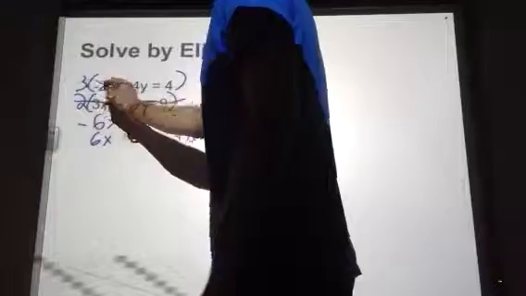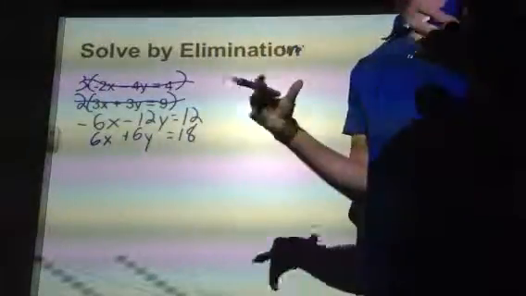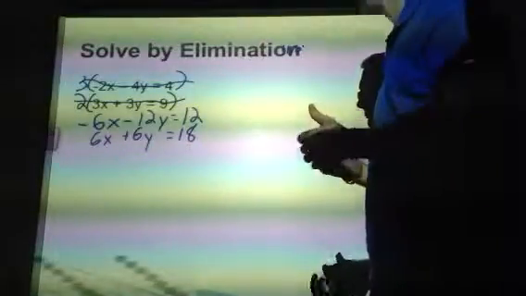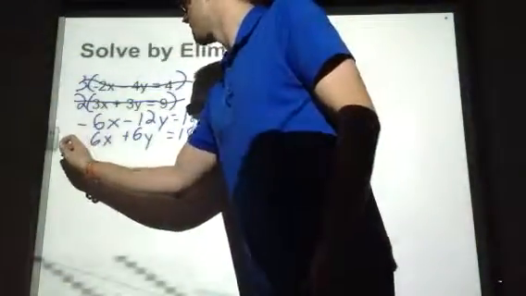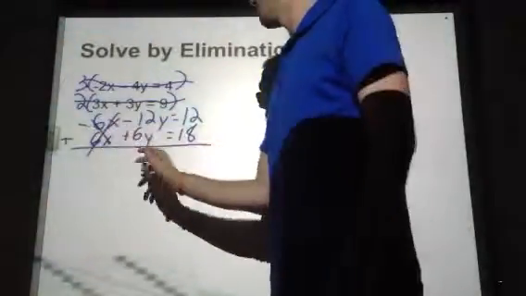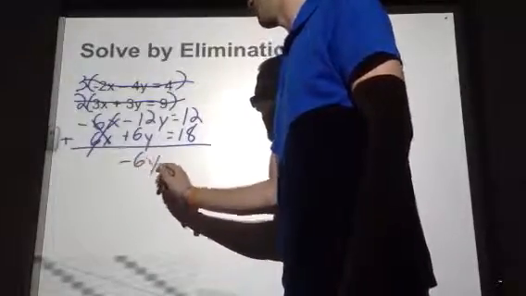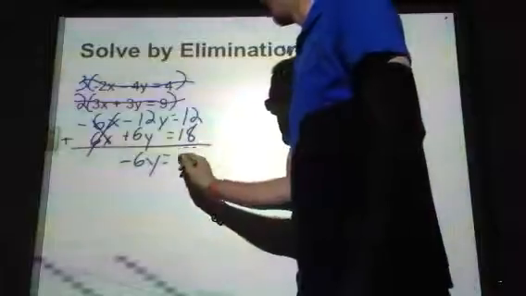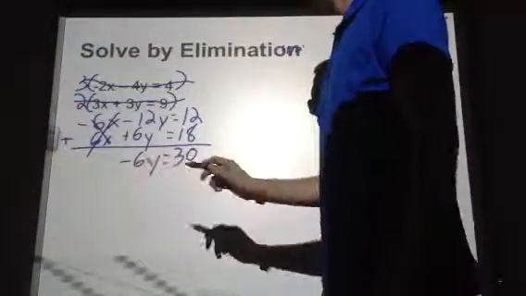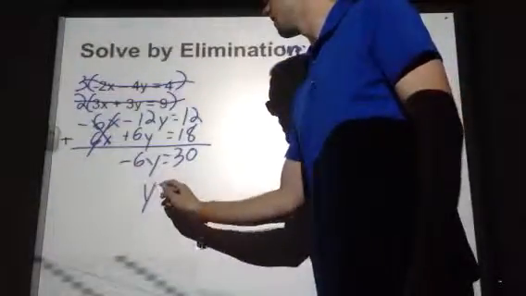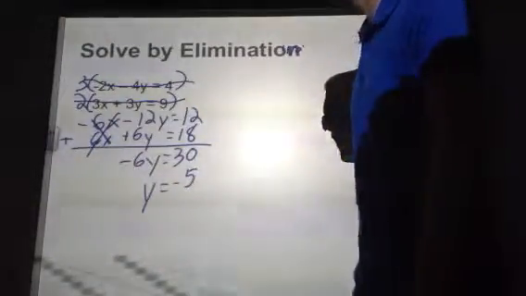Okay? So now that's our new system, and we saw that multiplying by a constant doesn't change the equation. Alright? So now we're going to add these equations to each other. -6x plus 6x. Those guys are going to cancel out, which is what we want. So -12y plus 6y is going to be -6y equals 12 plus 18, which is going to be 30. Alright? Divide by -6, we're going to solve for our variable here. Divide by -6 on both sides, and y is going to be -5.